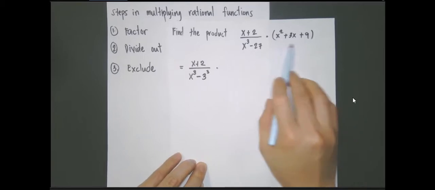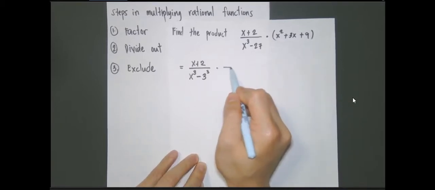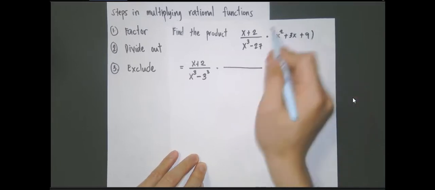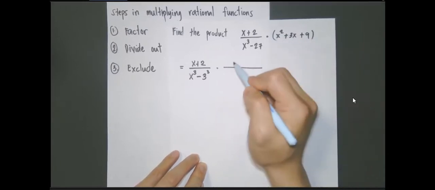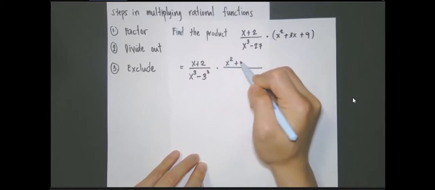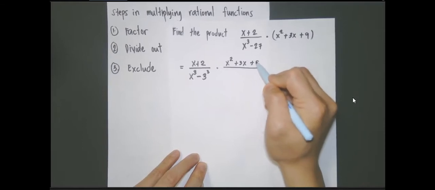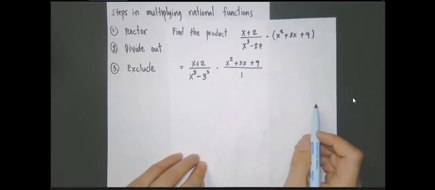Now, we don't have a denominator here under x squared plus 3x plus 9. To express that as a fraction or rational function, we can write that as x squared plus 3x plus 9 over 1. The denominator will always be 1.